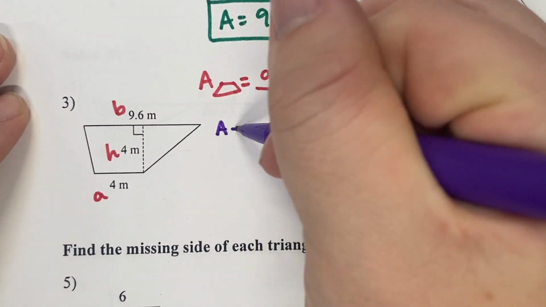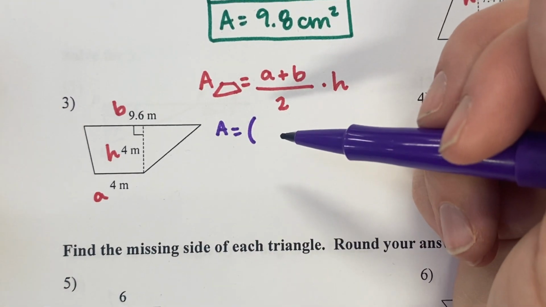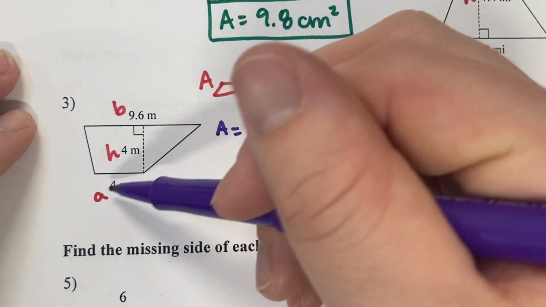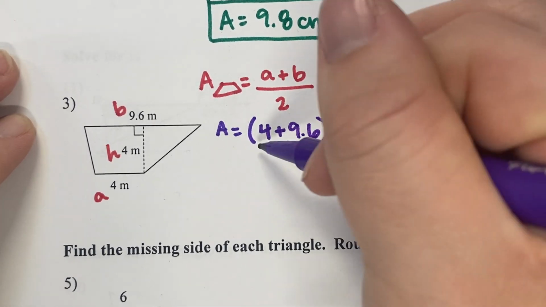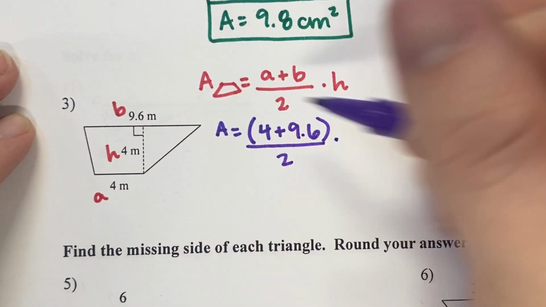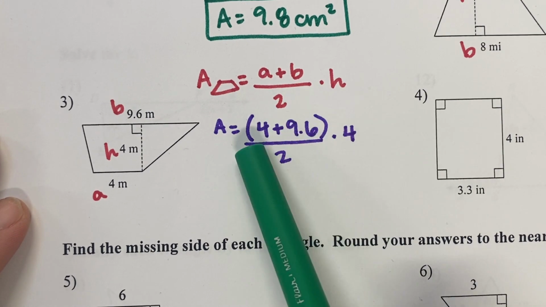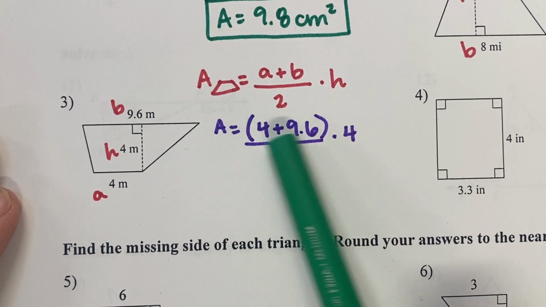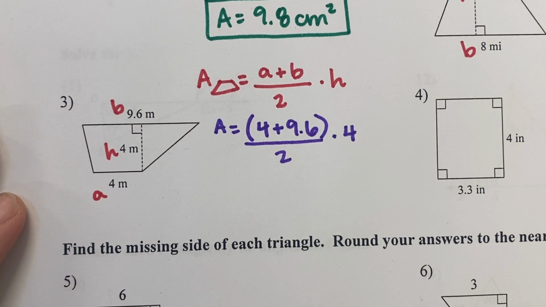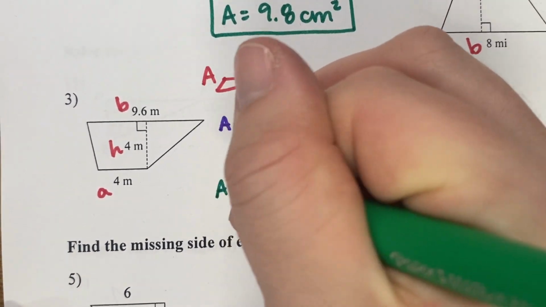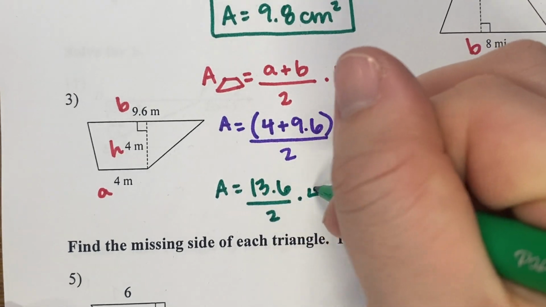So we have area equals, and I'm going to put the top in parentheses, and I'm just going to leave the units off of it for now just to save some space. We have A, 4, plus B, 9.6. Then we're going to divide that by 2 and multiply by the height, which is 4. Now we need to follow PEMDAS. Remember, the first thing always in the order of operations is parentheses, so we need to add 4 plus 9.6. So 4 plus 9.6 is going to turn into 13.6. Then we're going to divide that number by 2 and multiply it by 4.